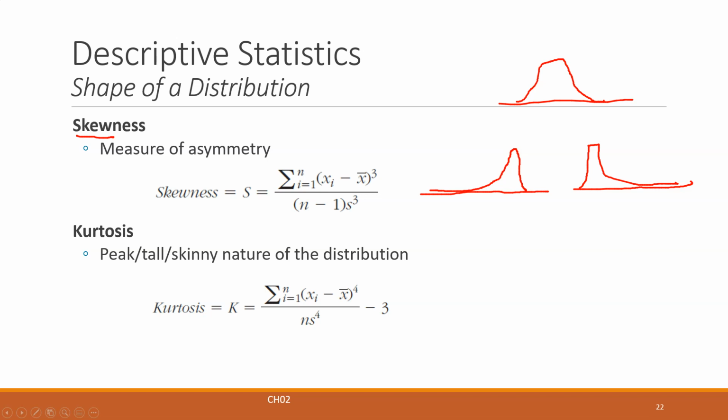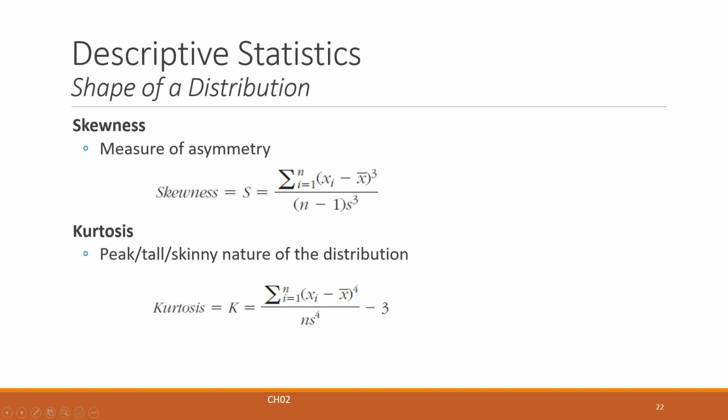Now, kurtosis is something different. With kurtosis, you might have a distribution that is short and wide, and another distribution that might be tall and thin. This is a measure of kurtosis, and it'll tell you the difference between data distributions in those sets.